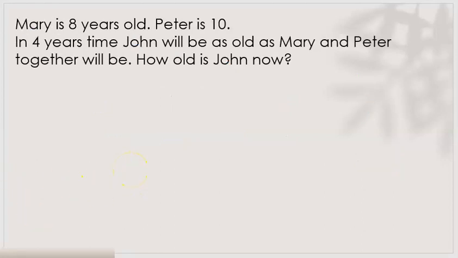All right, let's do another one. Mary is 8 years old. Peter is 10. In 4 years' time, John will be as old as Mary and Peter together. How old is John? So this question is slightly different. Who are we talking about? We're talking about Mary, we're talking about Peter, and we're also talking about John. So we have to set it up with that. So we're talking about Mary, we're talking about Peter, and we're talking about John. Okay? So Mary now, and we have future.